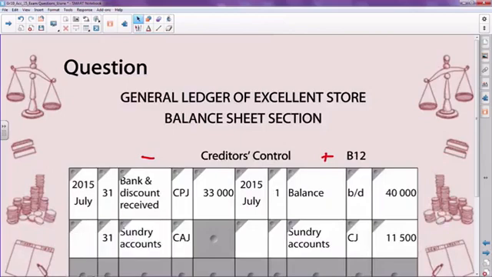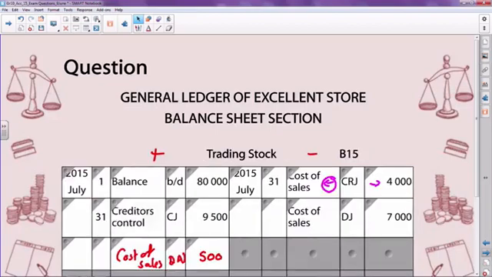Sundry accounts, what did we return? 2,000. But now when we go to your trading stock, how much did we return? CAJ, 2,000. As easy as that.